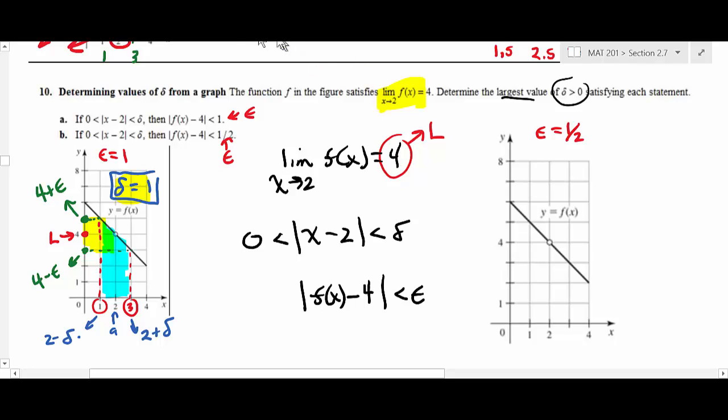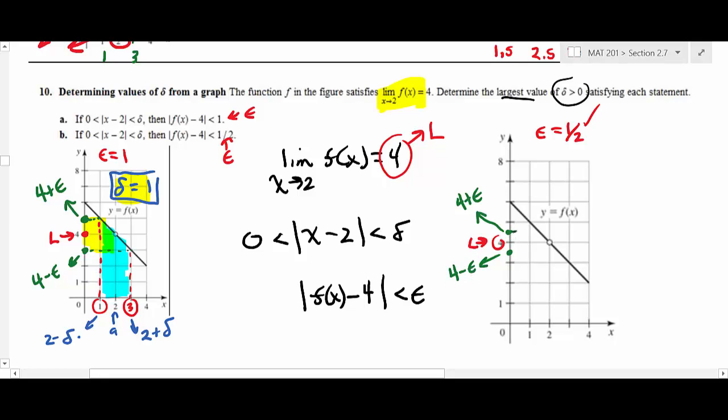Okay, then the next one, same limit. Okay, we're interested in the limit of 4. So that's the limit value. Now this time epsilon's a half. So what you're going to do is go up a half of a unit. Okay, and then that right there is going to be 4 plus epsilon, or 4.5. Go down a half unit. That's going to be 4 minus epsilon, or 3.5.